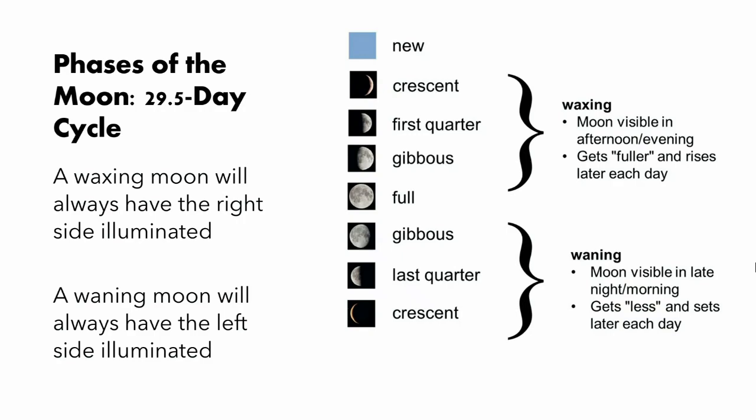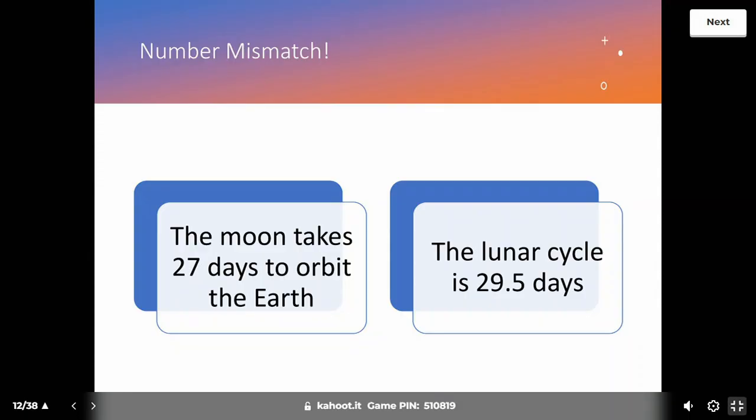And so if you see a crescent and the right-hand side of the moon is illuminated, then you know that it's a waxing crescent. And if you see the left-hand side of the moon being illuminated for a crescent moon, then that's a waning crescent. So if you've been paying close attention, you'll notice that there's a mismatch here.